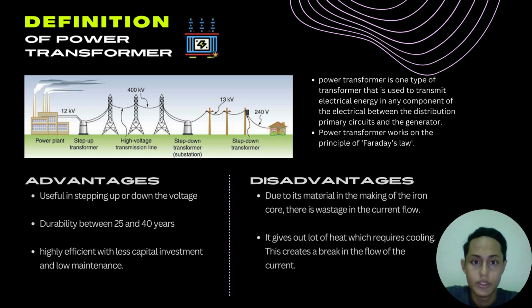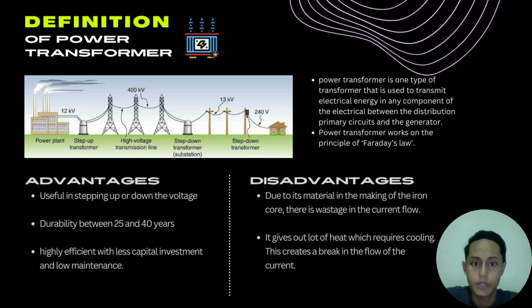Before we go deeper into this topic, let me introduce what a power transformer is. A power transformer is one type of transformer that is used to transmit electrical energy between the distribution primary circuit and the generator. A power transformer works on the principle of Faraday's law.